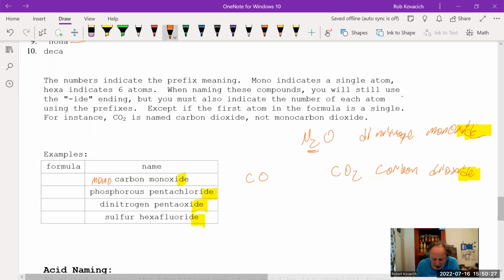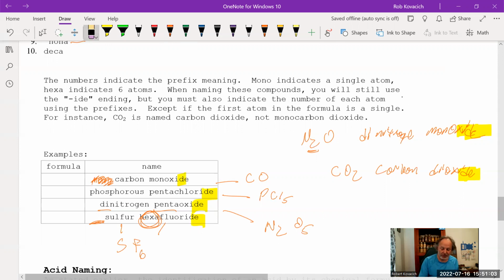So phosphorus pentachloride, since there's nothing written in front of the phosphorus, there's just 1 phosphorus there. And penta means 5. So that means I've got chlorines and I've got 5 of them. Okay. So dinitrogen pentoxide. So that means I've got 2 nitrogens and I've got 5 oxygens. And that's it. Sulfur, nothing written in front of the sulfur. So this is just S. And then I've got fluorines and I've got a hex of fluorines, which is 6 fluorines. That's it.